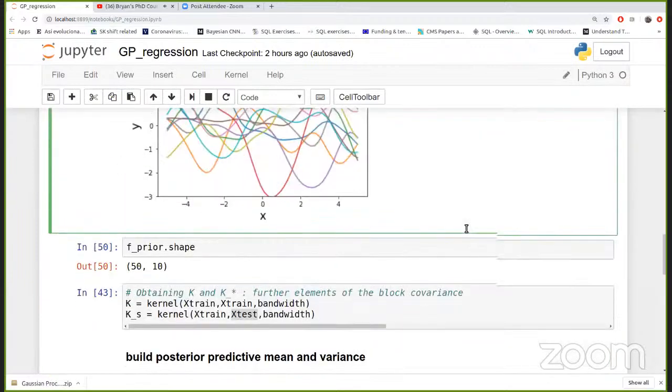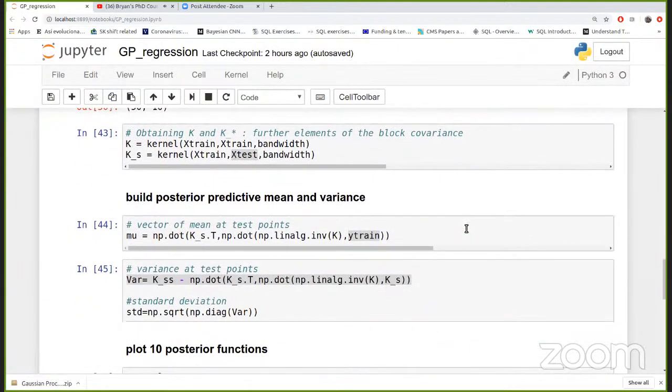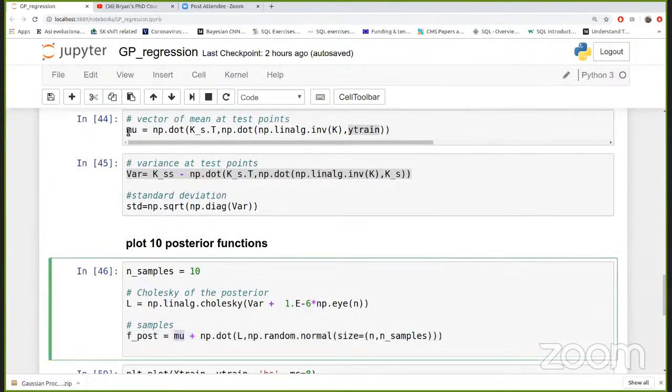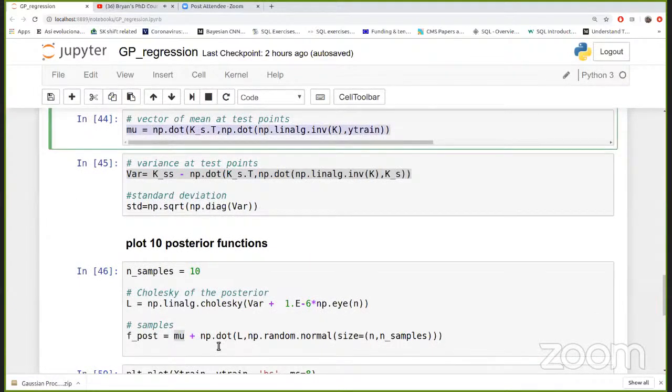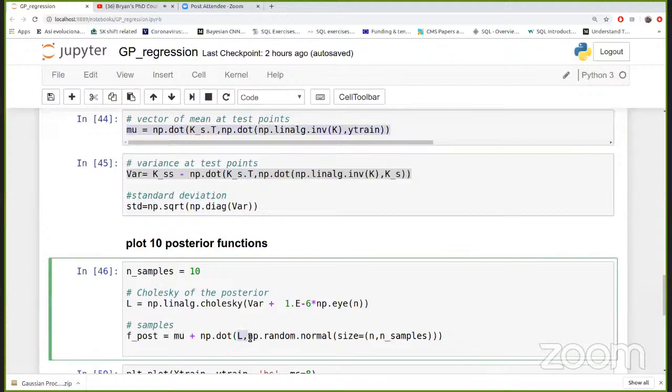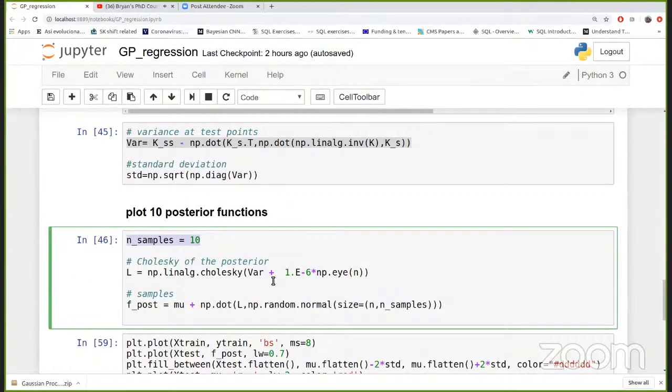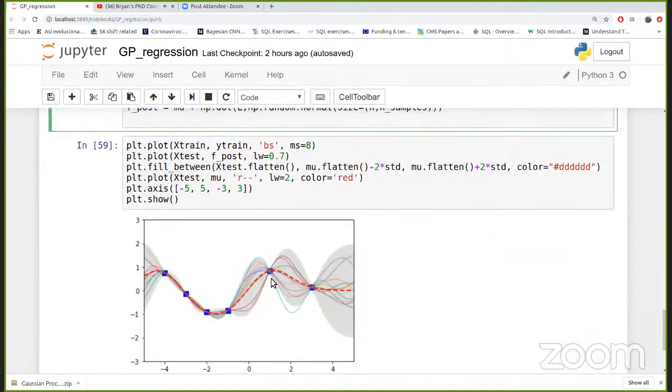Now I do have a mean which is non-zero. This is given by mu. Mu is just this one, plus L times a vector, which is just a sample from a random standard multivariate normal of dimension n, and I want 10 samples for that, or however many I want, okay? And the result is this one.